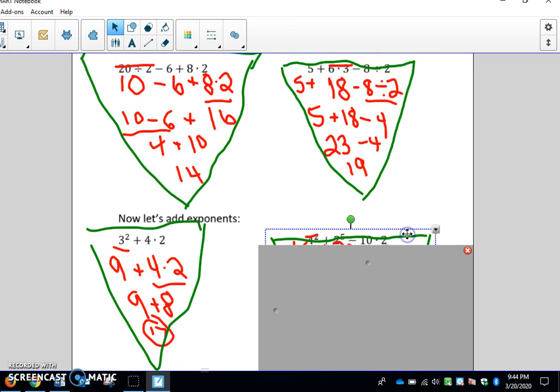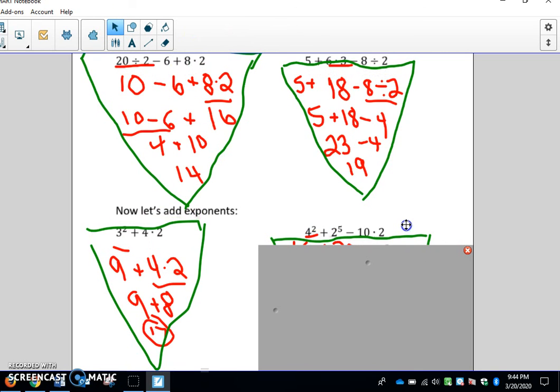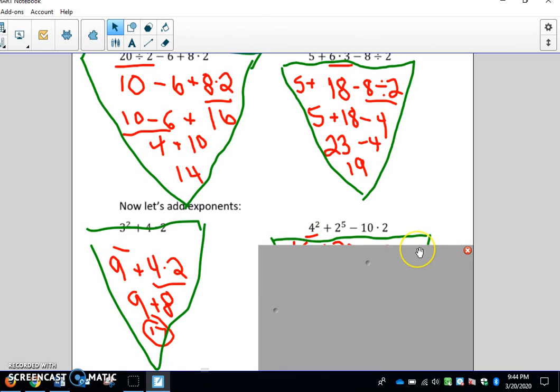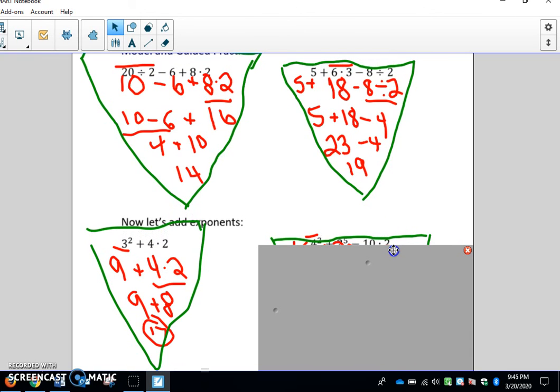See if I can grab this and slide it out of the way here. I'll move it up here. I want you to try to tackle this expression, 4 squared, 4 to the second power, plus 2 to the fifth power, minus 10 times 2. And try to solve that one using the order of operations. So pause the video, give it a try, and then play it when you think you got it. All right, so here I'm going to slide this back down so that it doesn't mess us up here. Let's see what we got here.